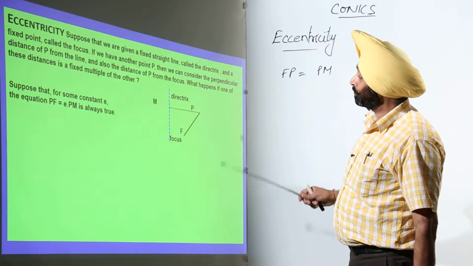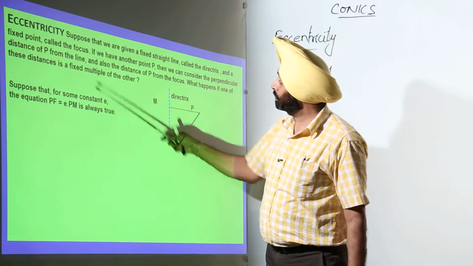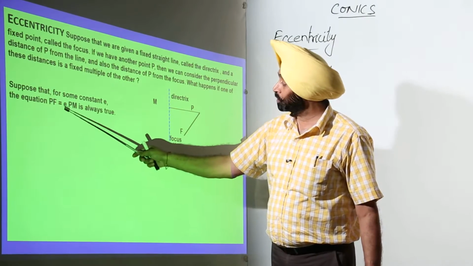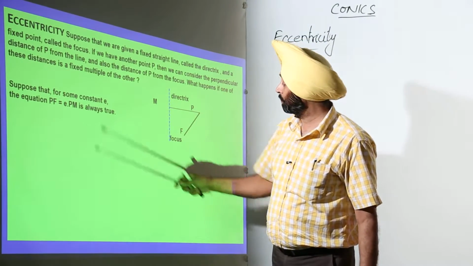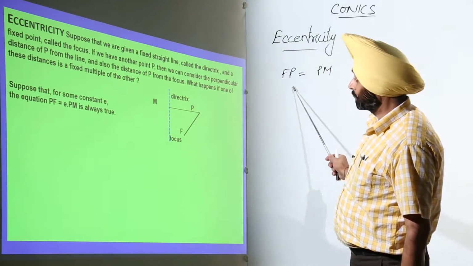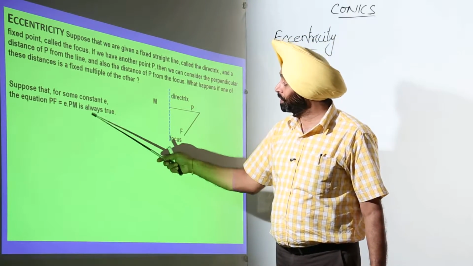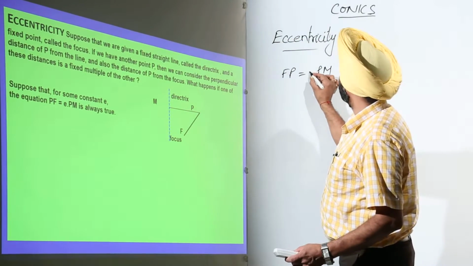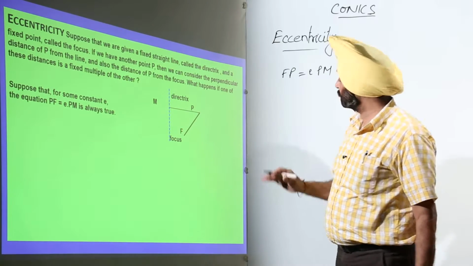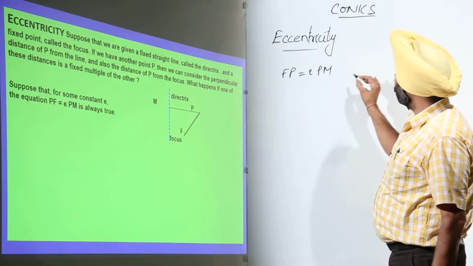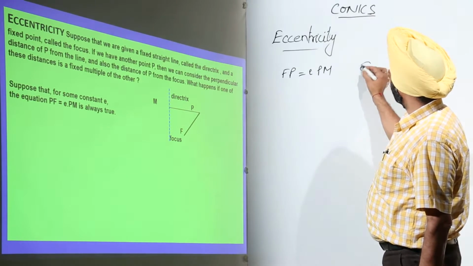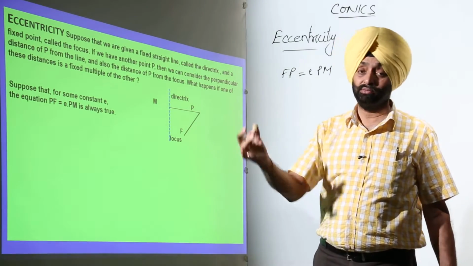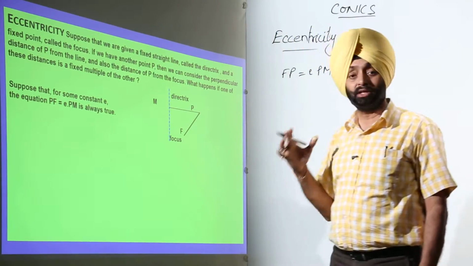Now suppose that for some constant e, small e, which is the eccentricity, the equation PF is equal to e times PM is always true. Now I have left the space, and I am writing here small e. Is it clear? Now if e is equal to 1, then what happens? If e is more than 1, what happens? If e is less than 1, then what happens? These are the three conditions we are having.